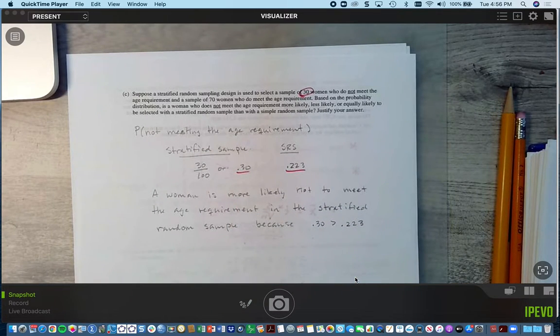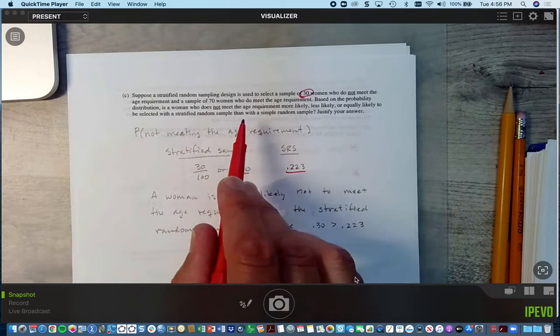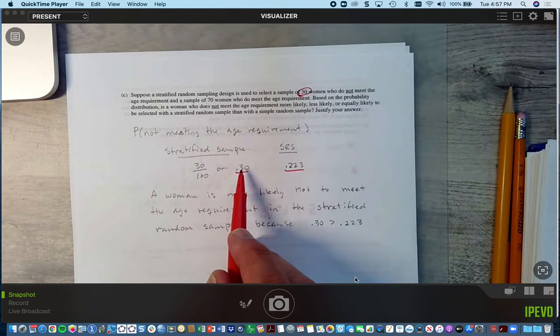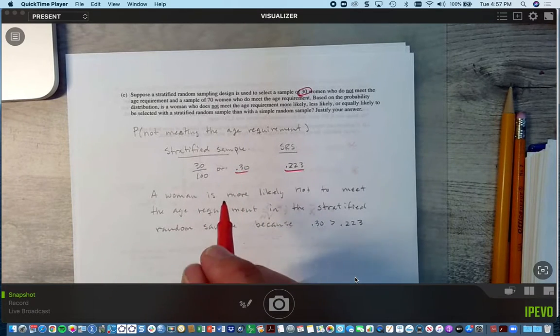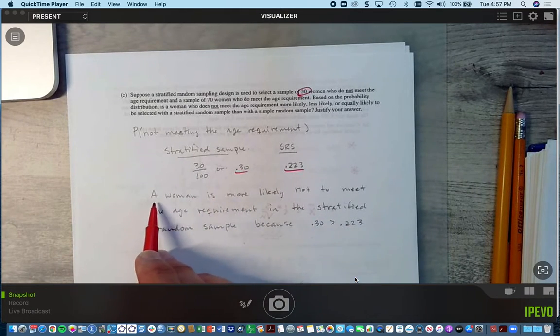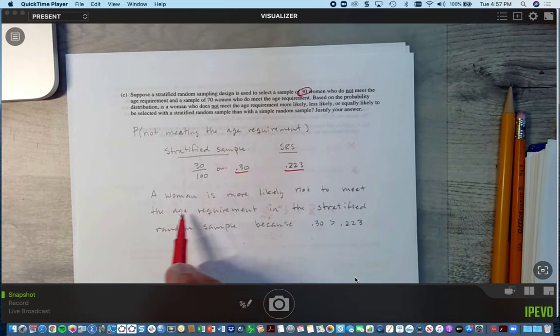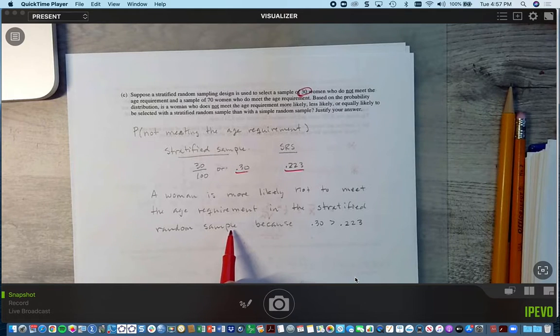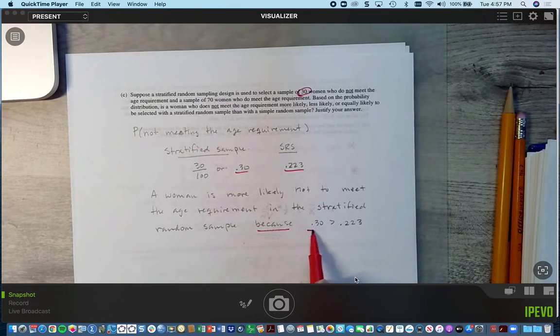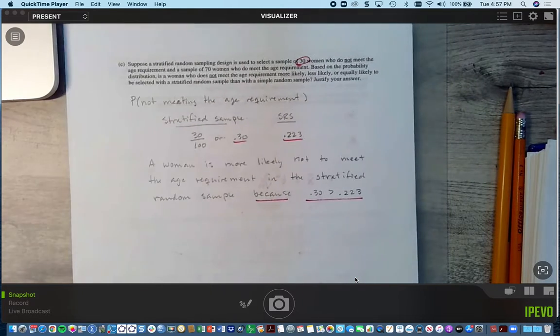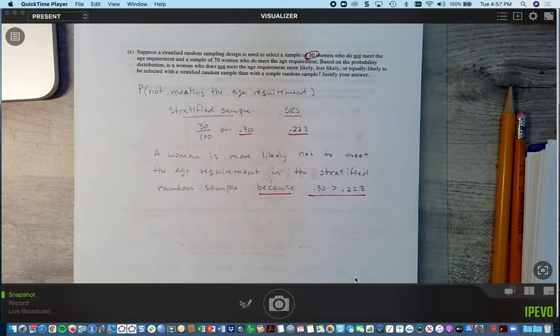Okay, so a lot of you said it's more likely with the stratified sample. Okay, but again, you've got to be very deliberate with your answer. Okay, a woman is more likely not to meet the age requirement in the stratified random sample. Okay, that's the right answer. But then you really do need to say because 30% is bigger than 22.3%.